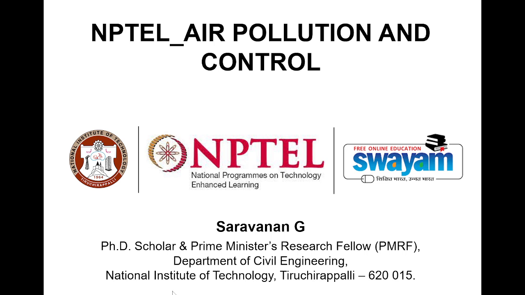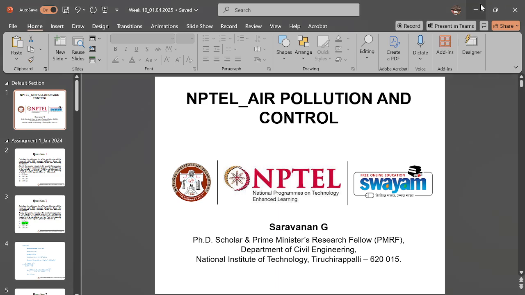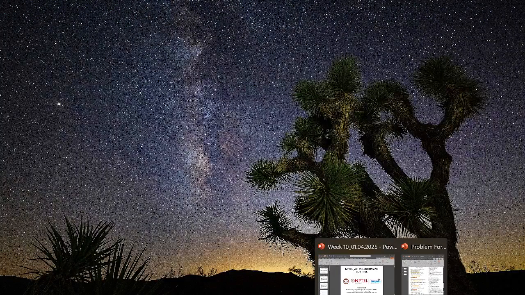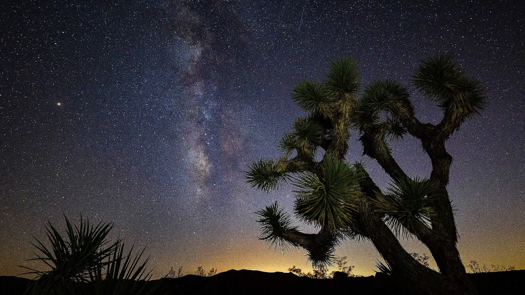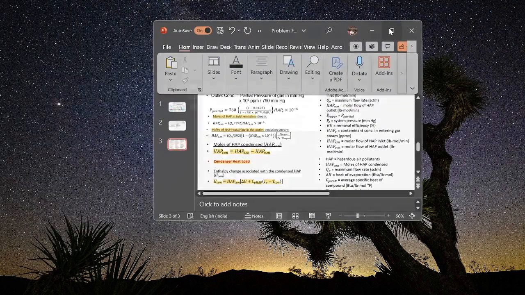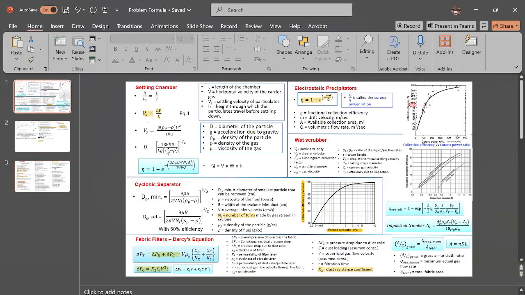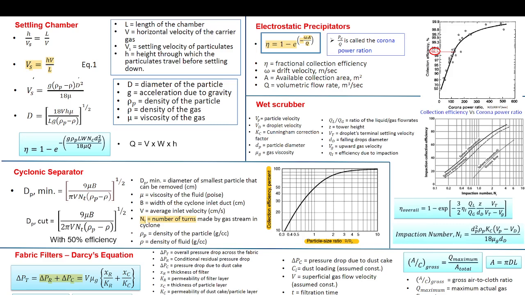We will move on with the problems for today. We all know about the air pollution control equipments. This is the formula sheet I am talking about. I'll share it with you in PDF format. Hope it is visible to all. This is the formula related to the settling chamber, this is for the cyclone separator, this is for the fabric filters, this is for the electrostatic precipitator, and this is for the wet scrubber.